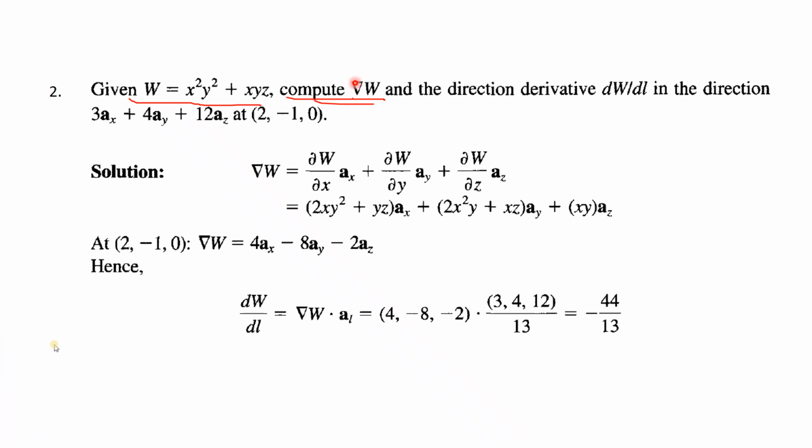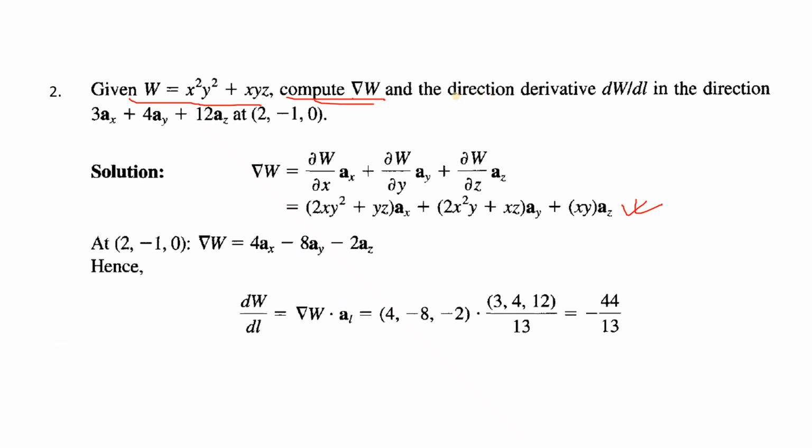So what we will do, we will just follow the steps which we have just seen. You take W, you compute the del operator. So you will do the partial derivative. Very easy: x square y square becomes 2x y square plus yz, unit vector x, and the rest you can do quite easily. Okay, the first part, your solution you have got, it is okay.